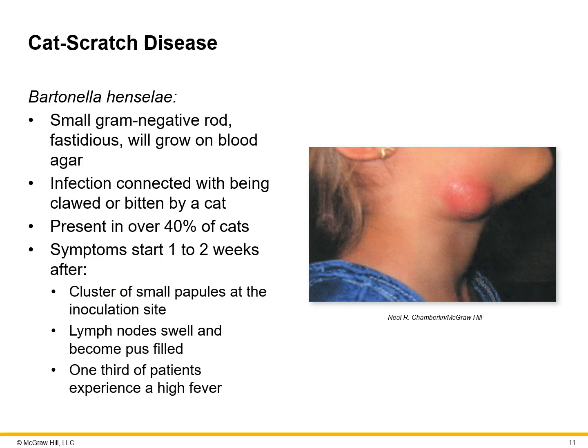Cat scratch fever is caused by Bartonella henselae, a small gram-negative rod. It's fastidious, but it can grow on blood agar, which helps in its detection. It gets its name because it is usually connected to some type of claw or bite mark from a cat, because about 40% of cats have this bacteria. The symptoms don't start until a week or two after exposure, and it starts with some small papules at the inoculation site.